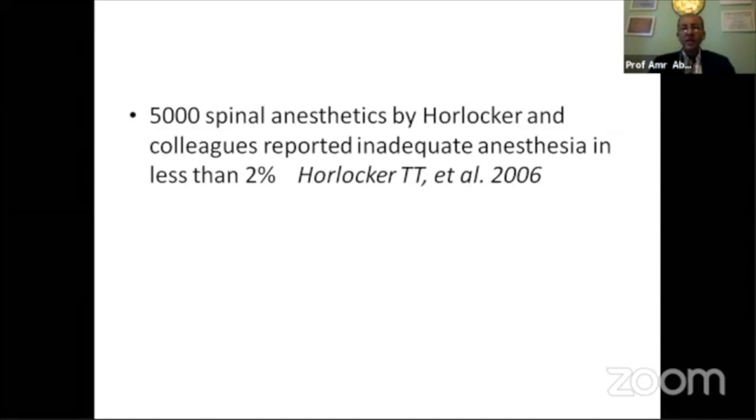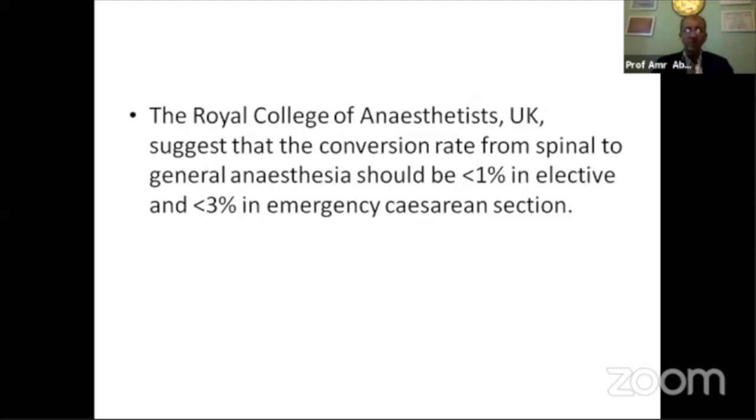It was mentioned that Horlocker and his colleagues in 2006 reported that they had done 5,000 spinal anesthetics, and reported inadequate anesthesia to happen, despite the fact that it had been done properly, in less than 2%. And the Royal College of Anesthetists in the UK suggested that the conversion rate from spinal anesthesia to general anesthesia due to failure should be less than 1% in elective surgeries and less than 3% in emergency cesarean section.